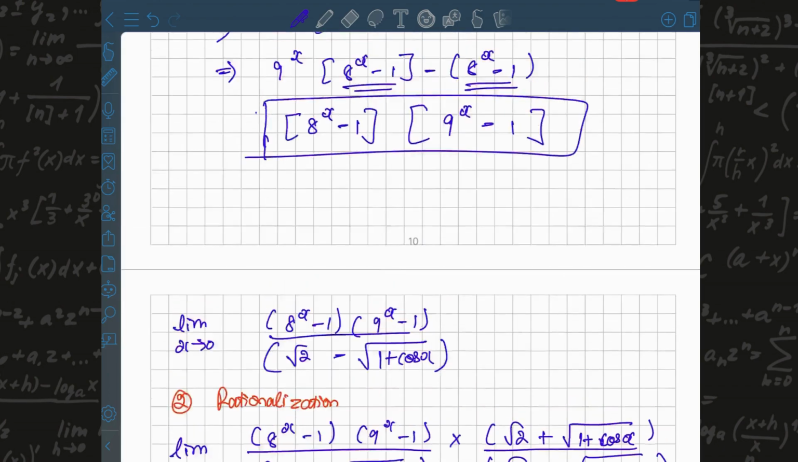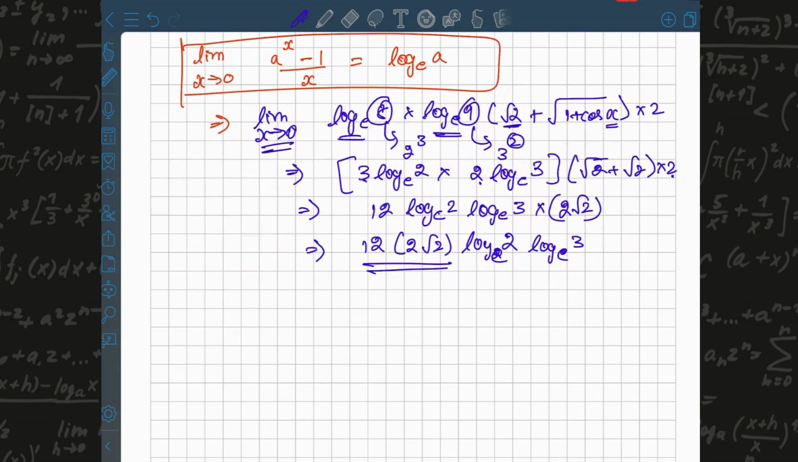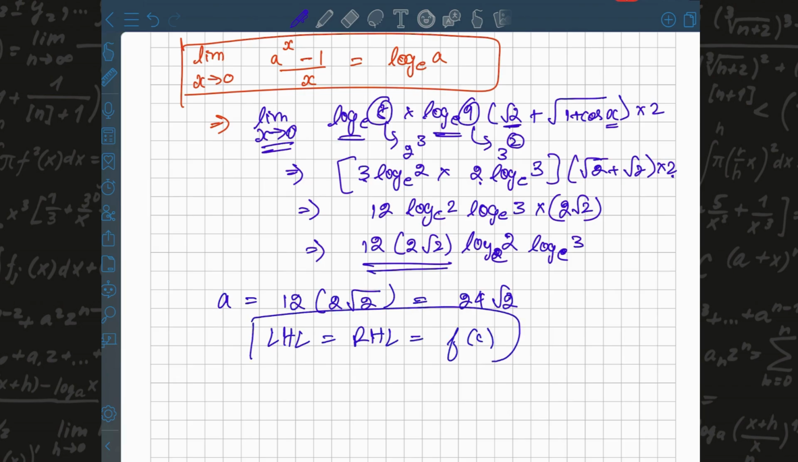We have seen this format somewhere. It is nothing but what they have given in our question, right? A log e 2 log e 3 is nothing but this. So we can conclude that A is equal to 12 into 2 root 2. So it is nothing but 24 root 2. Why am I writing like this? Because when a function is continuous, then LHL is equal to RHL is equal to f of c. That's how we are writing like this.